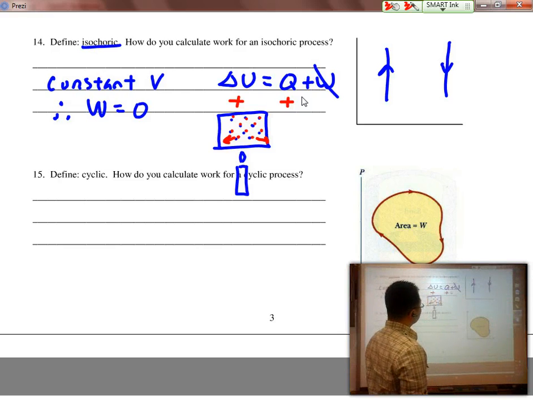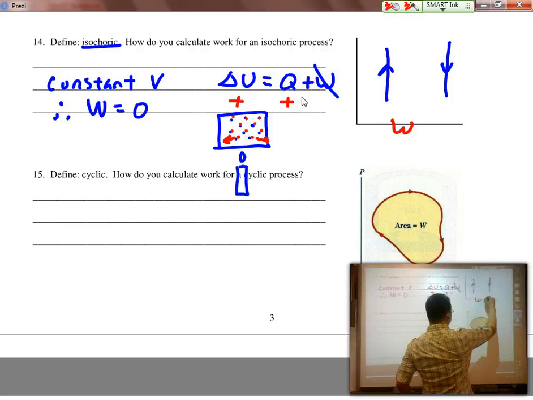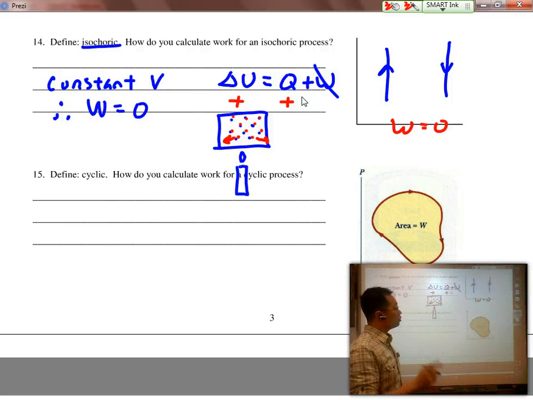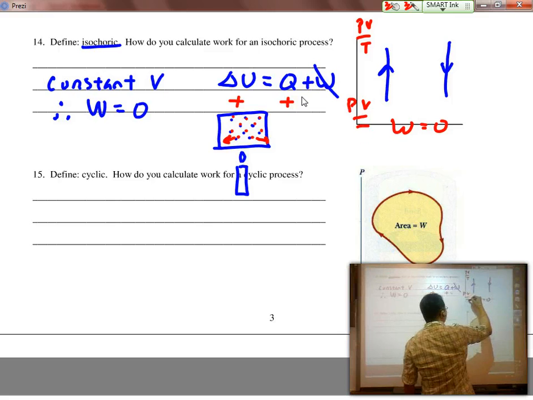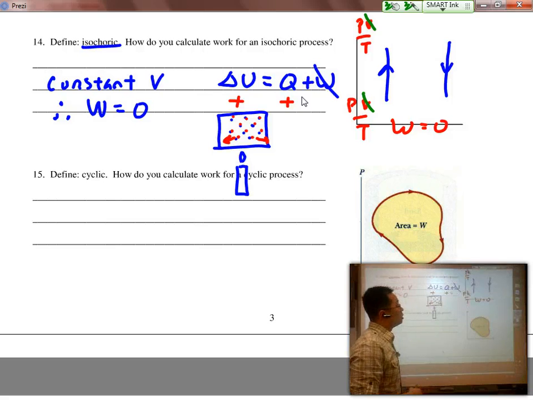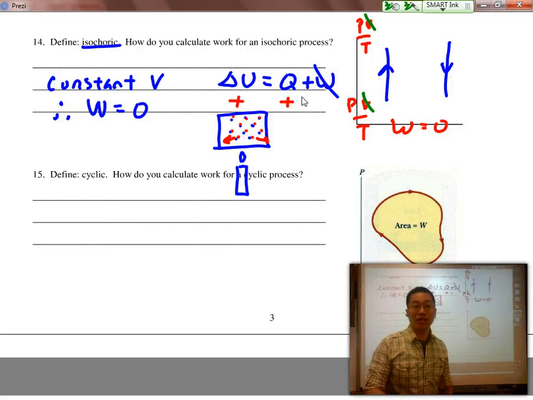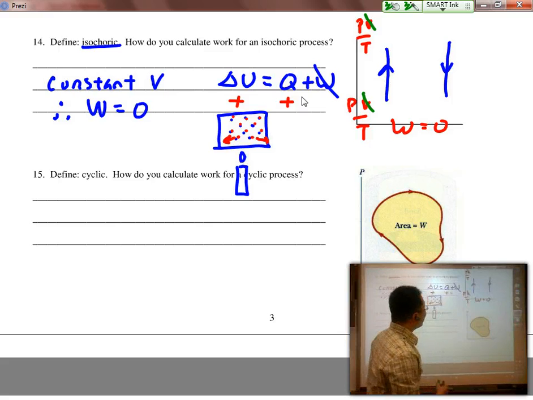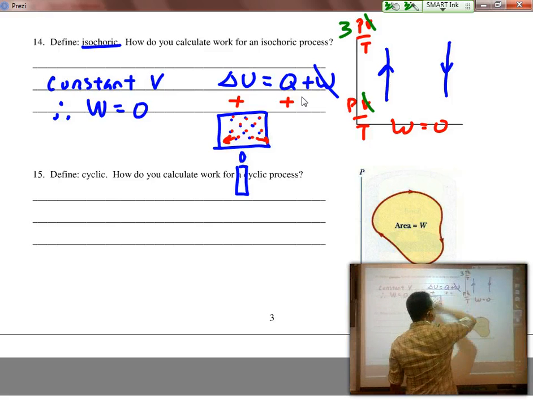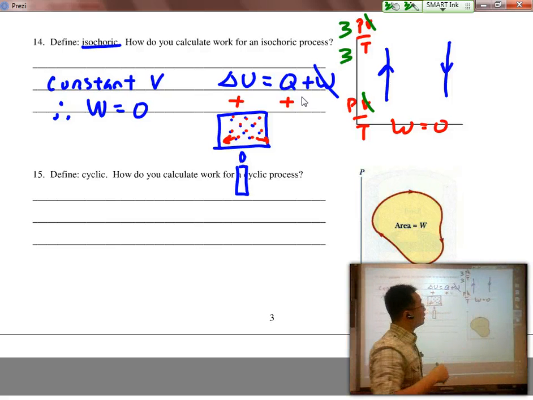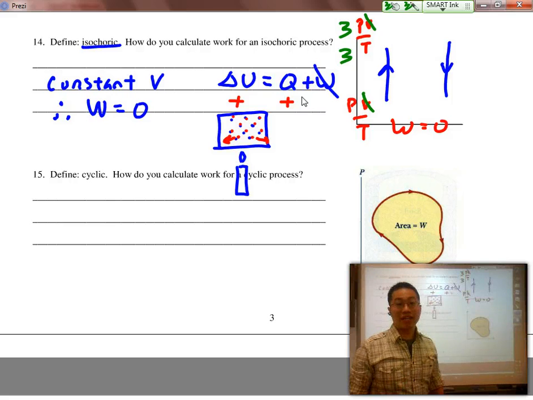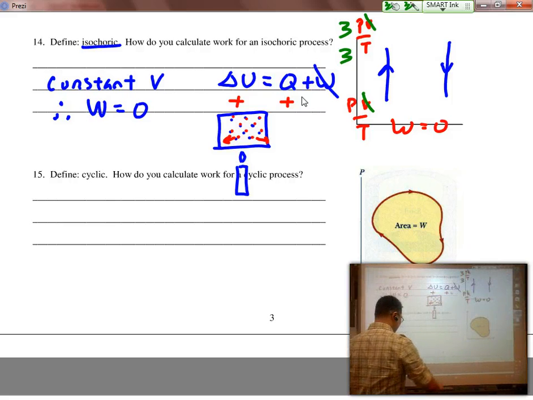Okay? So there's no work in either situation over here, but do keep in mind that we can still use PV over T equals PV over T. Volume stays the same, so it crosses out, but pressure and temperature are now directly related to each other. If I triple the pressure, I automatically triple the temperature. Okay? So this is, again, the combined gas law, which works out very neatly in this isochoric situation.